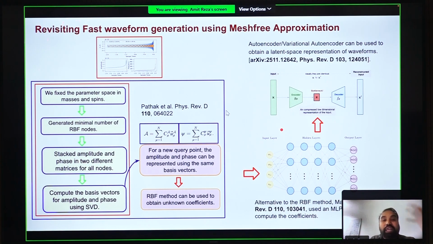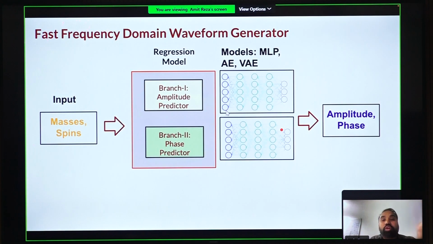So if I use this kind of setup, I can also solve the same problem, considering that the input is the masses and the spins, and then I have one neural network to represent the amplitude predictor, and another branch could be the phase predictor. These two models can directly predict the amplitude and the phase for a given input. For this kind of setup, you can use any of these models.